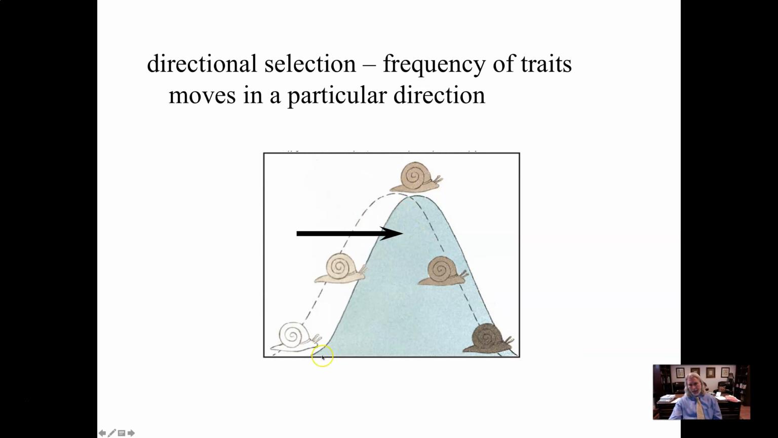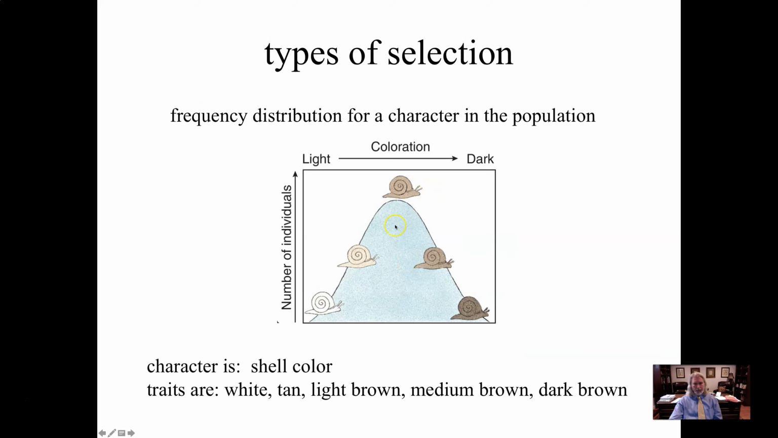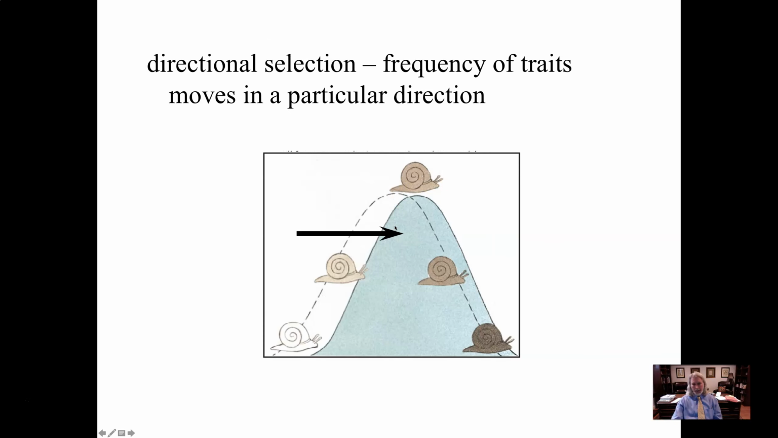In directional selection, the frequency of the traits will move in a particular direction. In this case, the dotted line represents the original distribution, and this area of the graph represents the current distribution. So there's been a shift in the frequency of the traits. What you see is the traits are moving towards the darker end of the spectrum. So it's moving in one direction, and that's why we call it directional selection.